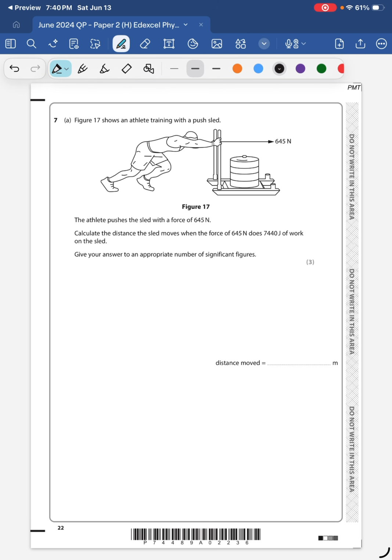So, what do we need again? The distance. So the work done is force times distance. So distance is work over force. So 7,440 joules over 645 newtons. This yields how much?